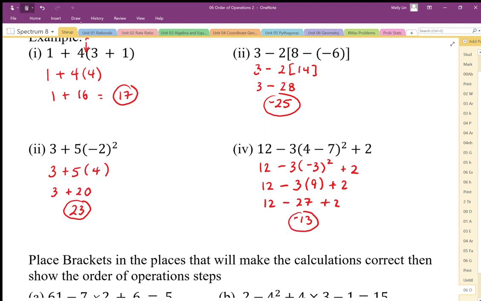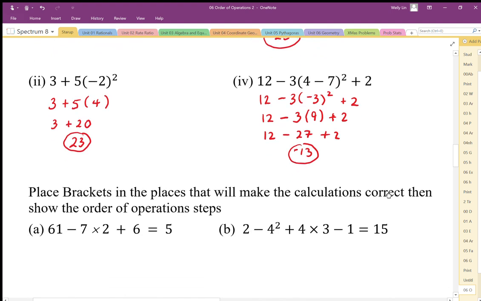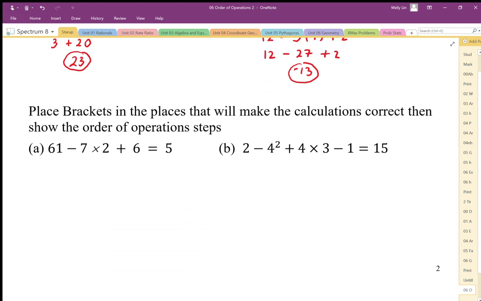Okay, so this one here, we're being asked to put brackets around the calculation to make it equal to 5. I want you to try this on your own. Just pause it and try it on your own, and I'll show you the solutions in a second. Okay, so try this on your own.